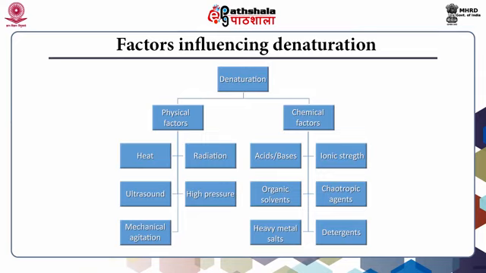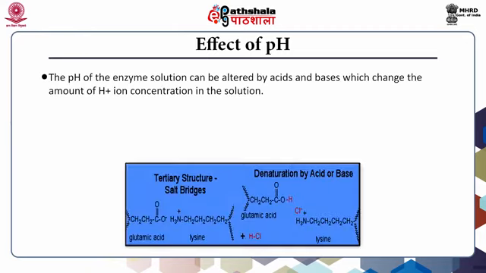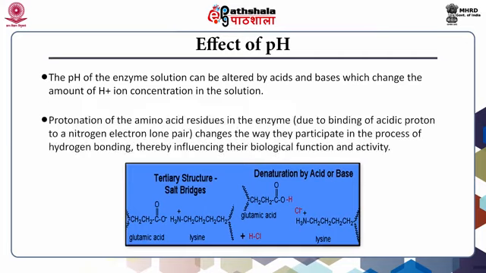We will look at the mechanism of enzyme denaturation by some of the major factors in the following section. Effect of pH. A change in the pH alters the stability of a protein structure and causes its denaturation. The pH of the enzyme solution can be altered by acids and bases which change the amount of H+ ion concentration in the solution.